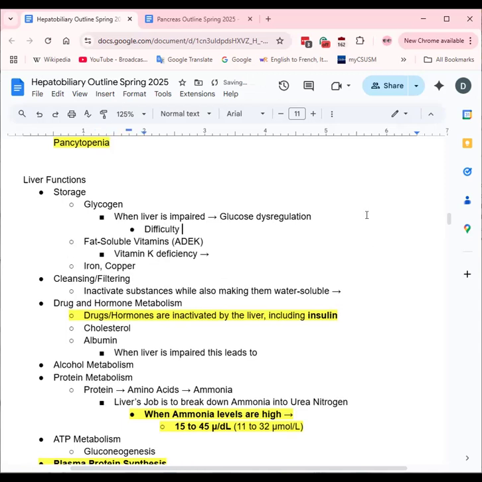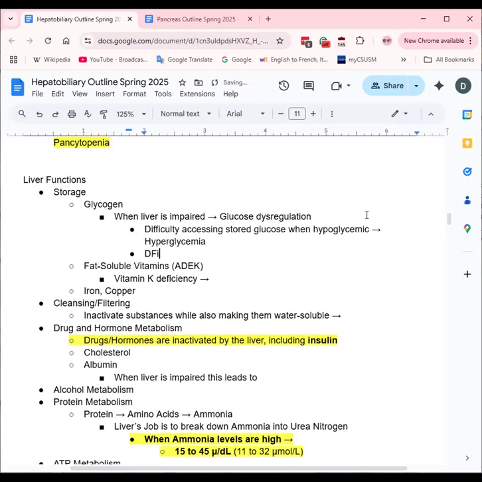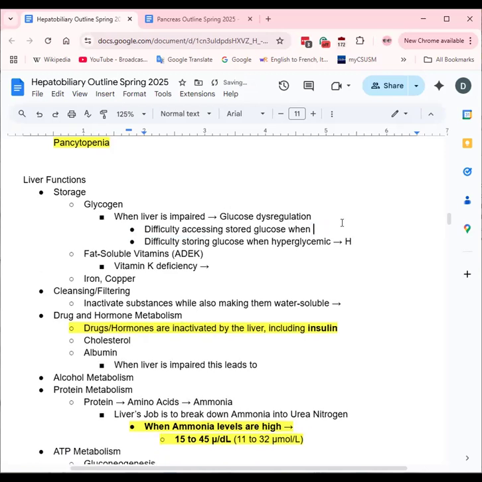So difficulty accessing stored glucose when hypoglycemic, aka it's going to lead to hyperglycemia, or it could be difficulty storing glucose when hyperglycemic, which then can lead to, did I mention that? Other way around, sorry. Difficulty storing glucose. I switched this up when hyper. Oh, no, no, that's right. Sorry.